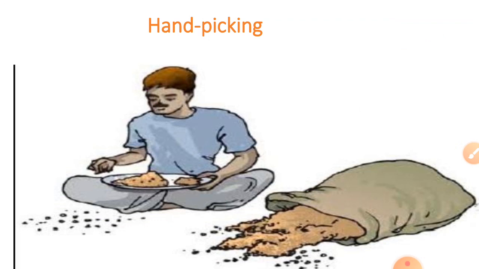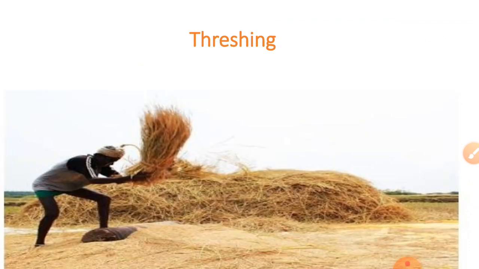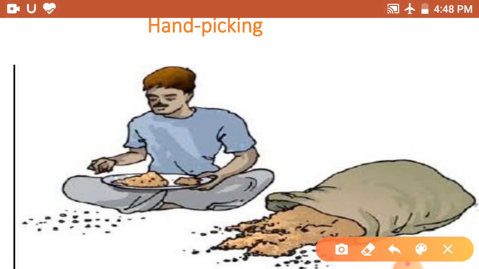Hand picking. In this picture you can see a person has picked a stone or anything else by hand. So this process is called hand picking. Hand picking is a simple process of separating slightly bigger sized harmful or other substances or impurities, like small pieces of stones, husk and dirt, from grains of wheat, pulses and rice.